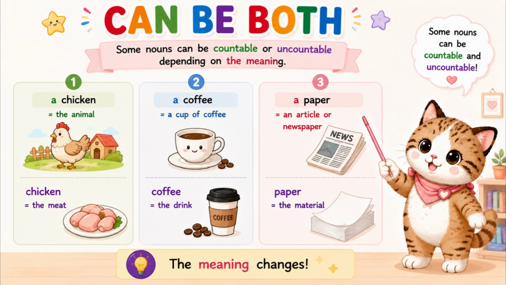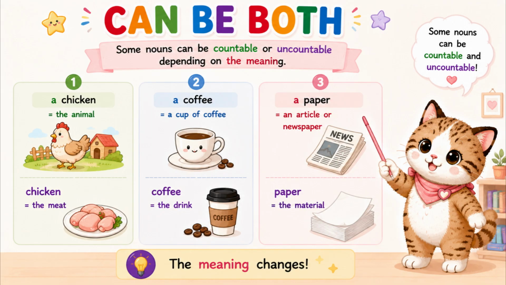Some nouns can be countable or uncountable depending on the meaning. Let's look at some examples. A chicken means the animal. Chicken means the meat. A coffee means a cup of coffee. Coffee means the drink in general.